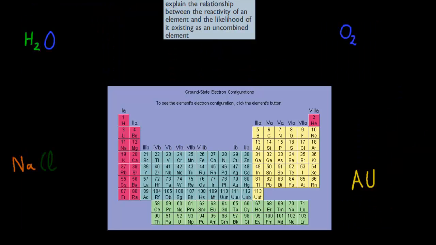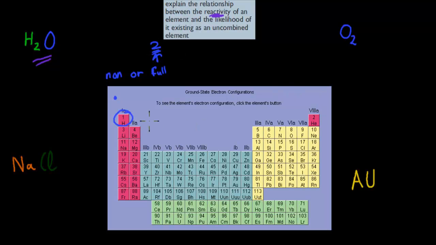Because what this actually means is explain the relationship between the reactivity, so how likely an element is to combine or make new compounds, and the likelihood of it existing as an uncombined element. So here we have the periodic table, and for example, we've got H2O. We've got hydrogen and oxygen here. Hydrogen is here, and it has one electron in its outer shell, and it wants to either have none or have a full shell. In the case of hydrogen, a full shell is 2.